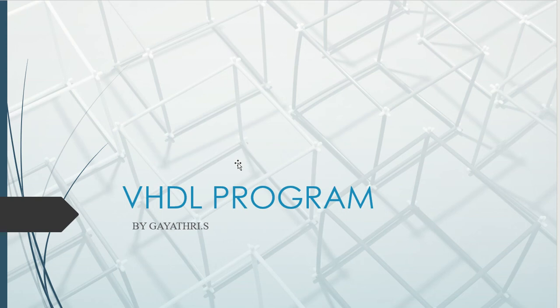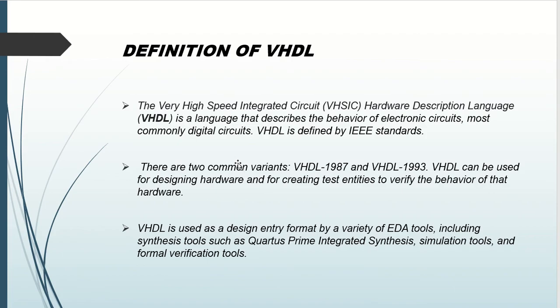Today we are going to discuss about VHDL program. Definition of VHDL: the Very High Speed Integrated Circuit (VHSIC) Hardware Description Language. VHDL is a language that describes the behavior of electronic circuits, most commonly digital circuits. VHDL is defined by IEEE standards.